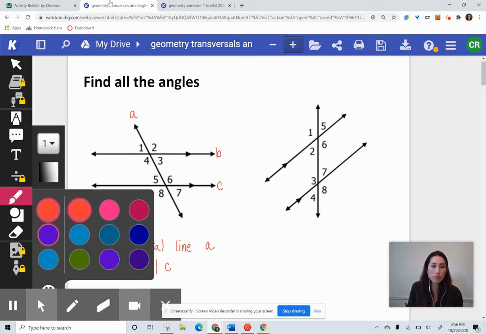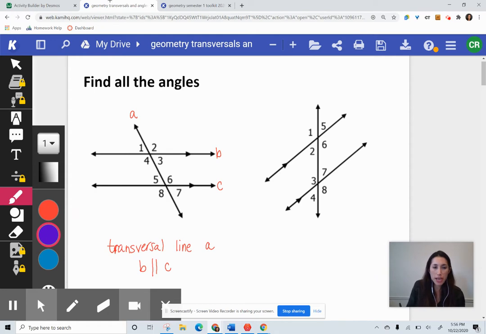So let's just go ahead and give a measurement. Let's just pretend that this angle here is 60 degrees. So that means there should be 3 other angles with that same measurement. Angle 3 is vertical to it, so that would also be 60. I could take angle 1, trace it down to angle 5. That would also be 60 degrees. And then angle 7 would also be 60.